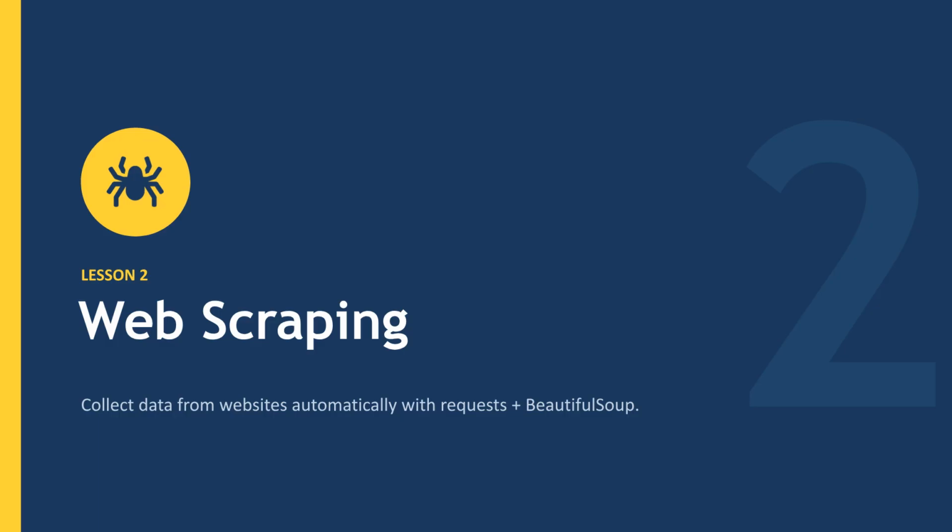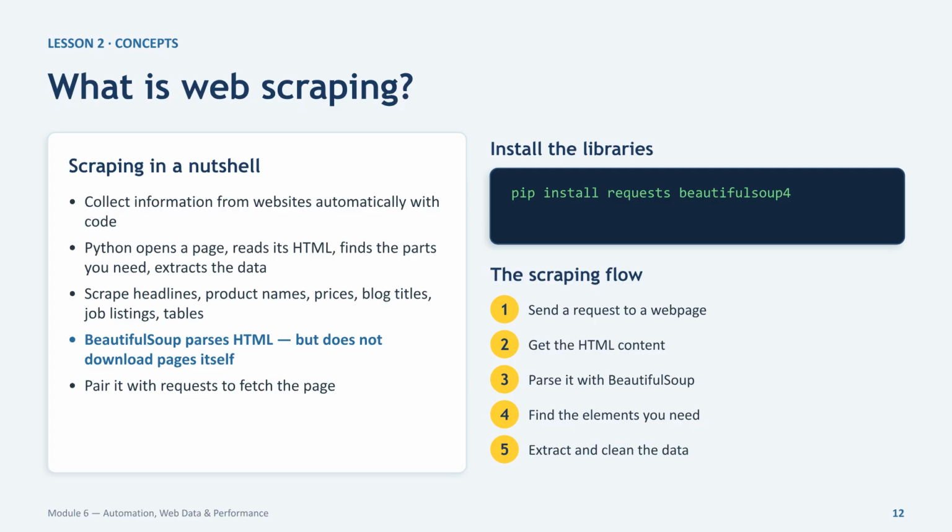Lesson 2 covers web scraping. When a website doesn't offer an API, you can collect data directly from its HTML. We use the requests library to download the page, and Beautiful Soup to parse the structure and extract exactly the information we need. Web scraping follows a clear flow.